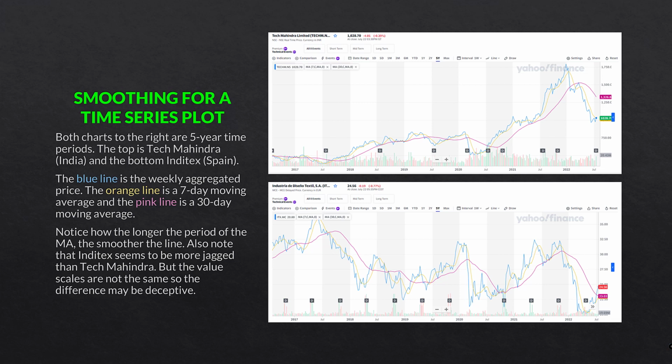But of course, these are two very different indices, so the value scales are not the same, so the difference may be deceptive. In this case, if we're comparing these two, this might be a good application of the percentage change time plot. But what I wanted to show you here is how the moving averages compare to the weekly aggregated data, with the underlying idea being that the longer the moving average period, the smoother the line is going to be, and that also means the longer the time period of the moving average, the less susceptible that moving average will be to sudden changes in level.